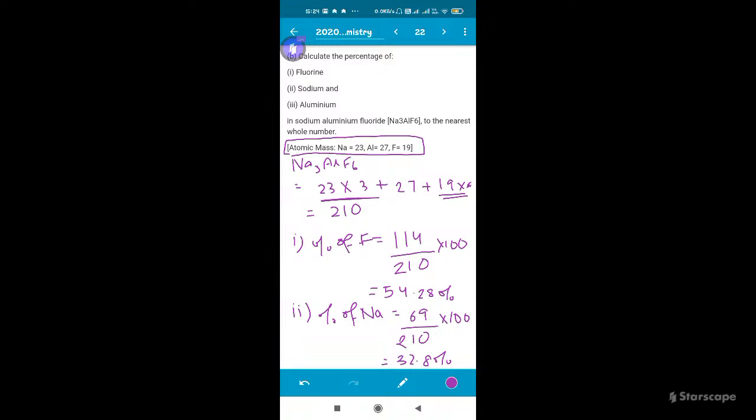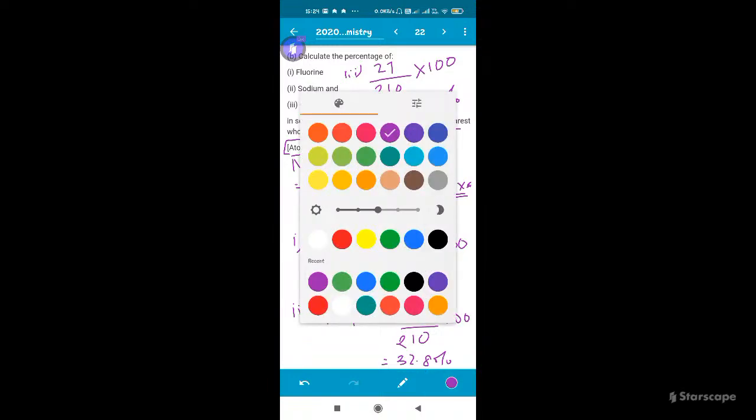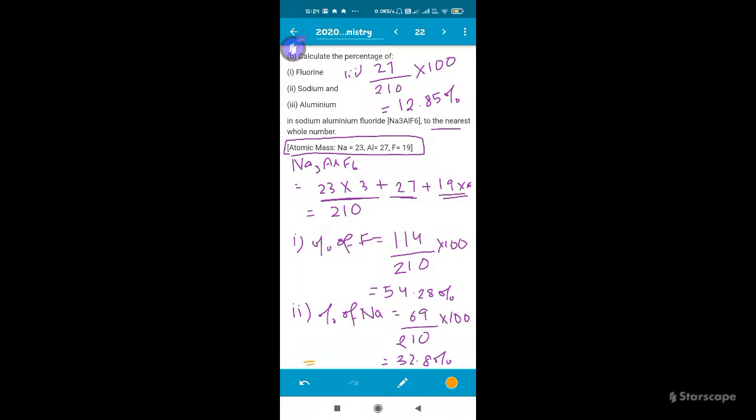Percentage of aluminium. So aluminium was present in the form of just 27 grams. So 27 by 210 into 100. So your answer is 12.85%. So they have been asked for the nearest whole number, right? So let us convert all of them into whole numbers. So this will be 33%, this will be 54%, and this will be 13%. So these are the answers to your question.